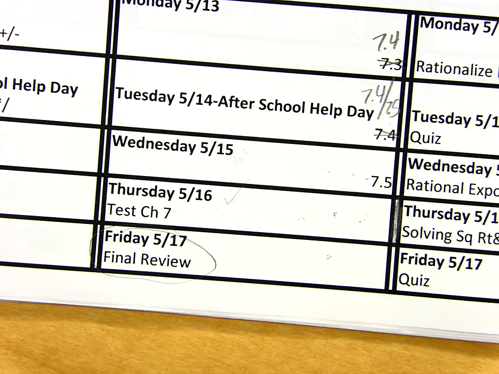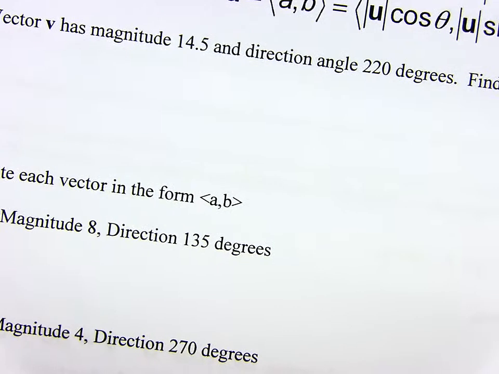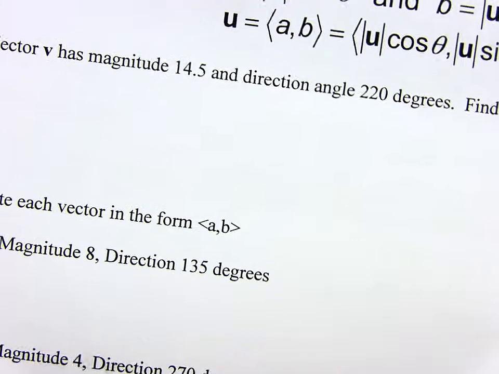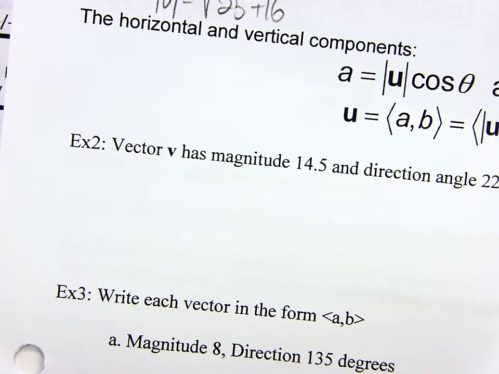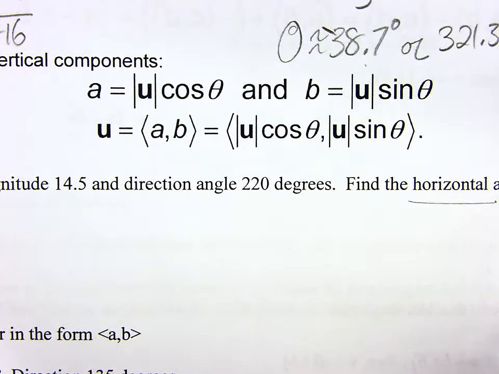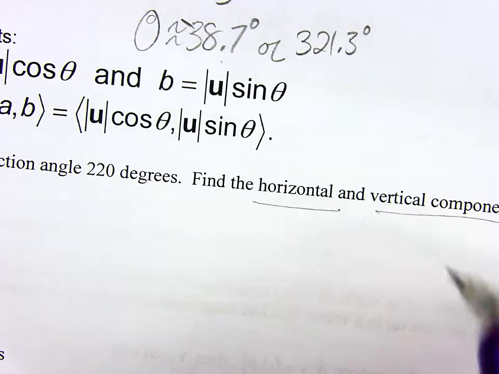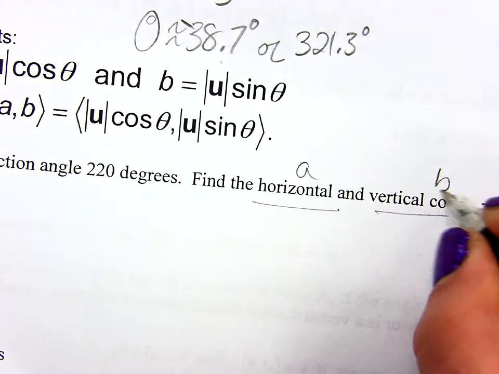All right. Now, in example 2, we're going to try and go the other way. So let's say all I have, instead of having the A and B pieces, is a magnitude and a direction, and I want to figure out the A and B pieces. That's the horizontal and vertical component that they're talking about. That's really just finding A and B.